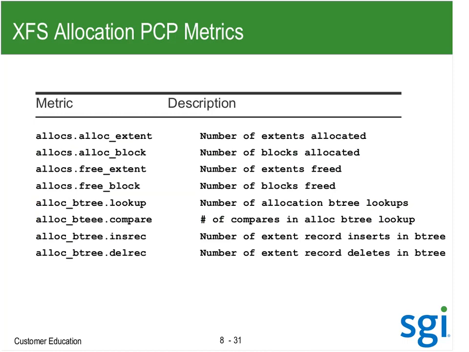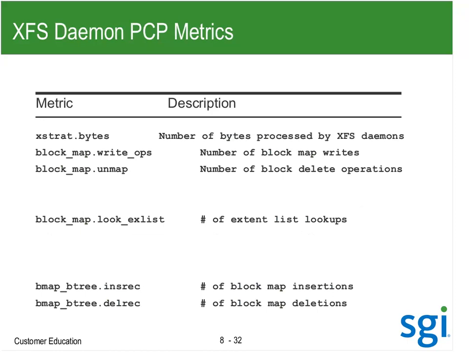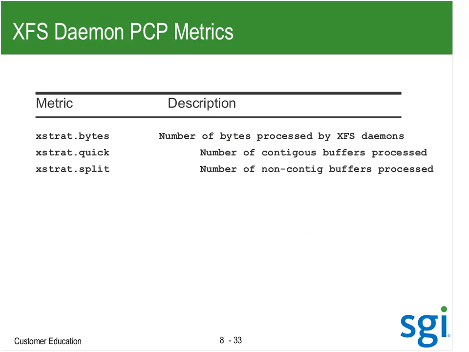So there are PCP metrics on extents allocated, blocks allocated, extents freed, and blocks freed. Again, an extent is a contiguous piece of the file. Back in Cray Unicos days and AT&T System V Unix, it was a bitmap: 1 bit for every allocation unit, 1 bit for every file system block. Then we're also tracking B-tree lookups, number of block maps for where the data is, block map B-trees. I really am not interested in most of these. These I am interested in: number of bytes processed by XFS, number of contiguous buffers, and number of non-contiguous buffers.